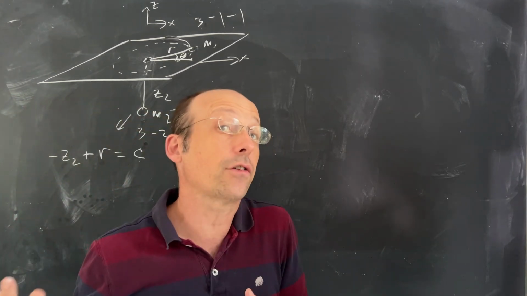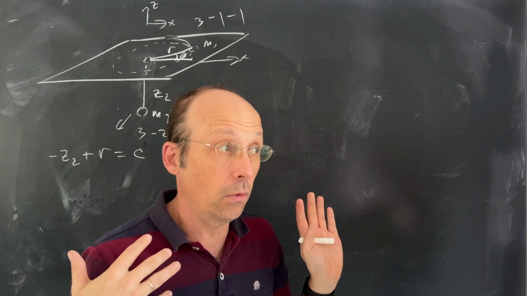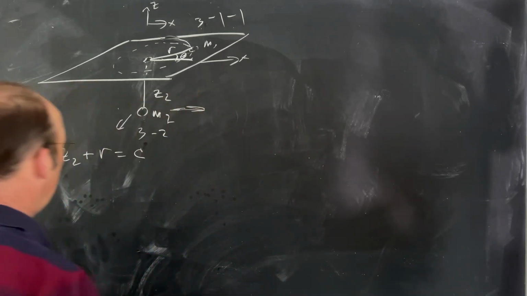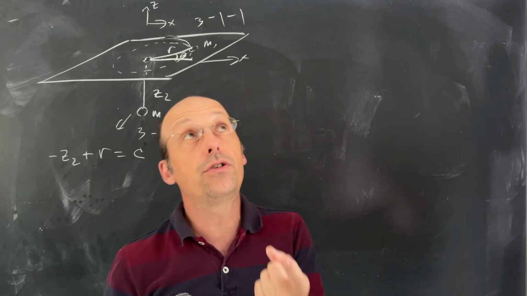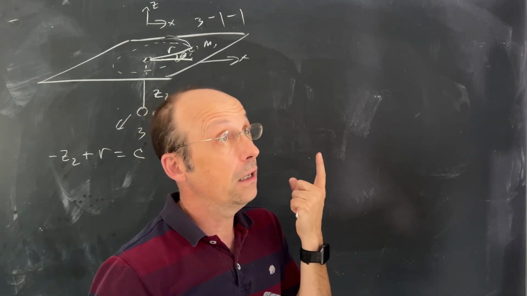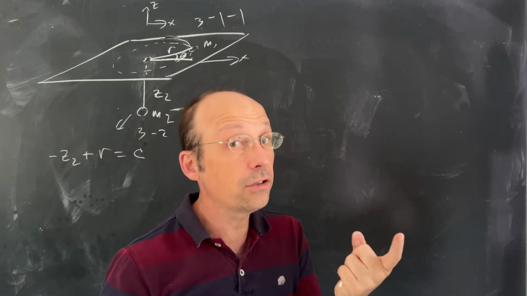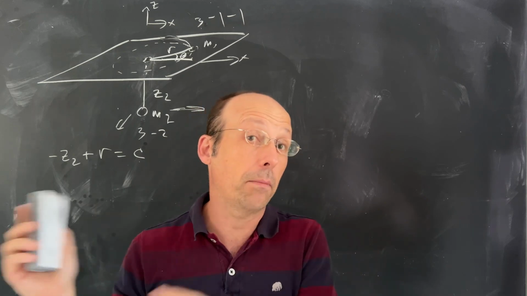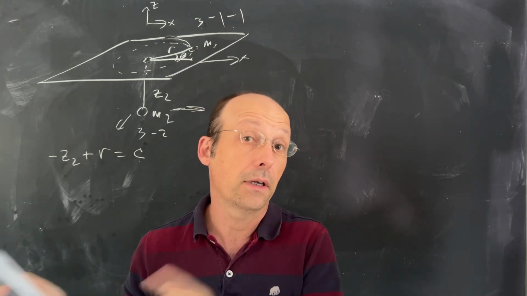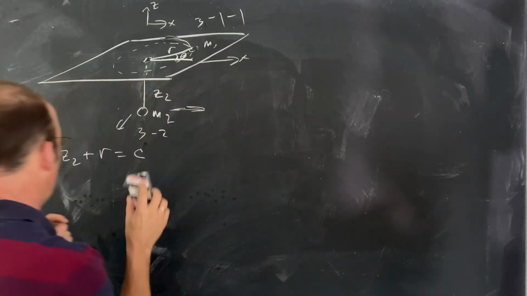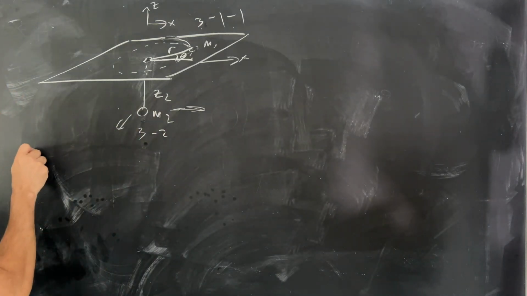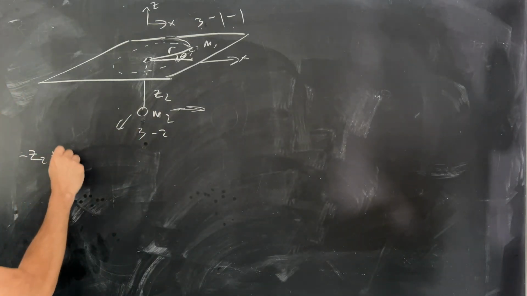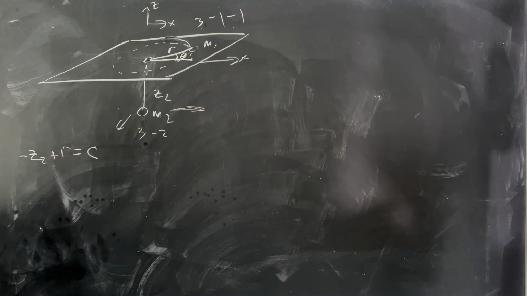Okay, so we have our generalized coordinates. I'm going to erase the picture. So, no, I'm not. Once you have your coordinates, you want to write your kinetic energy terms. To do that, you need Cartesian coordinates so you can take derivatives and apply them in the kinetic energy formula. That's what we're going to do. So let's go ahead and write those down. So I have minus z2 plus r is equal to a constant. That's going to be important.